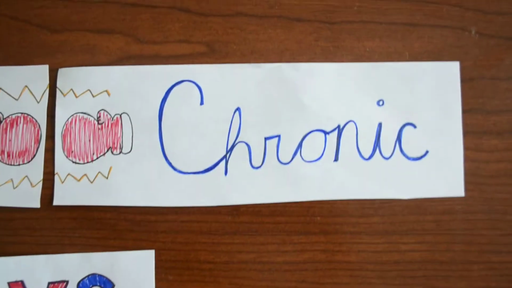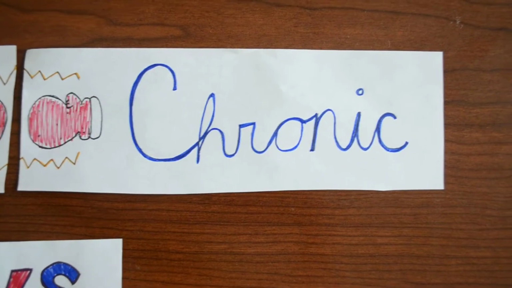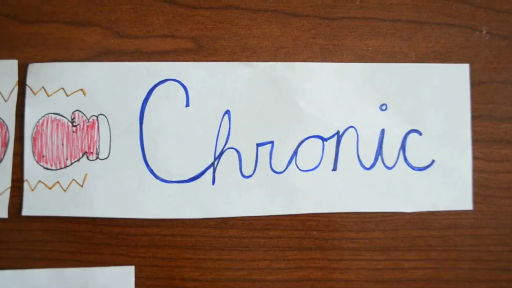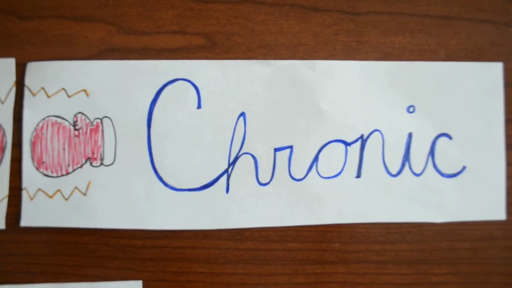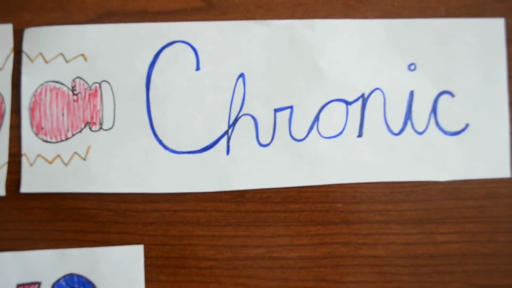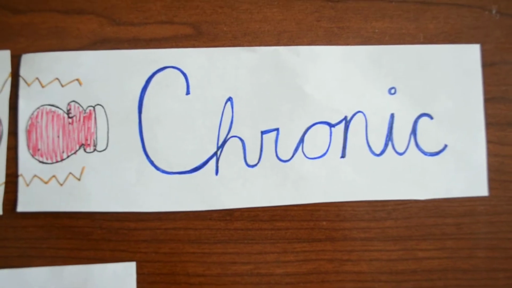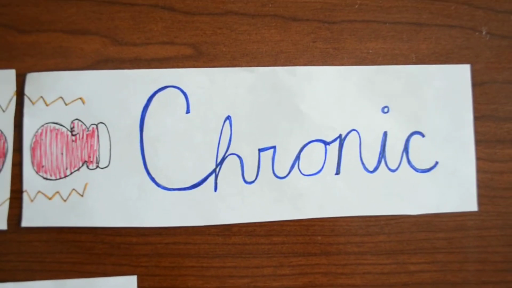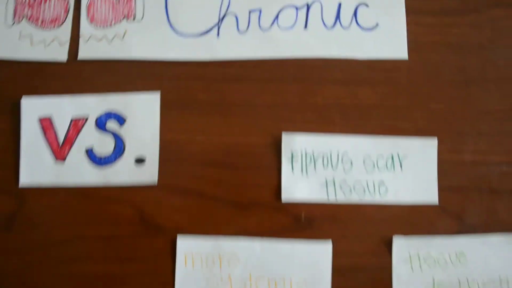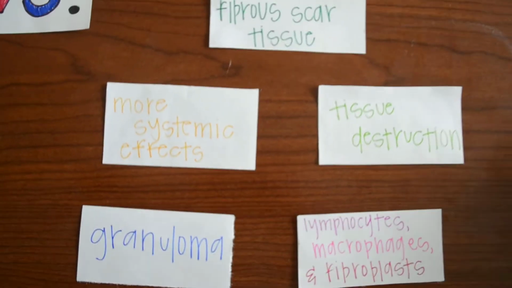And then we have chronic inflammation. And chronic inflammation is more long-term. There's less exudate, and there's less visible swelling. There's more swelling or inflammation going on inside the body. So like a certain organ, like hepatitis would be inflammation of the liver. And you would see more systemic effects with the liver being affected.